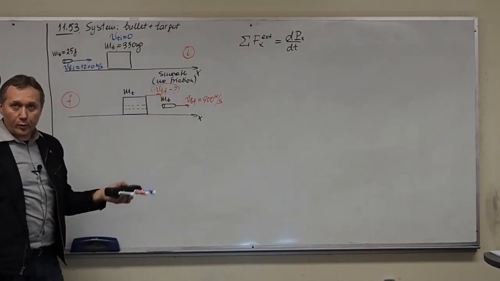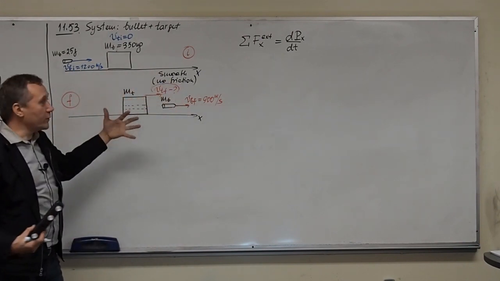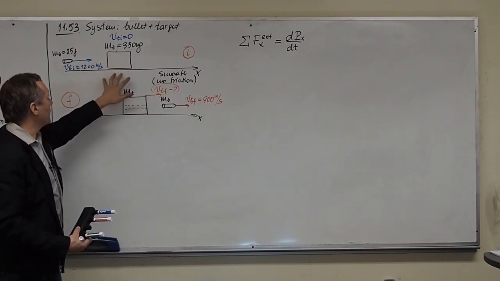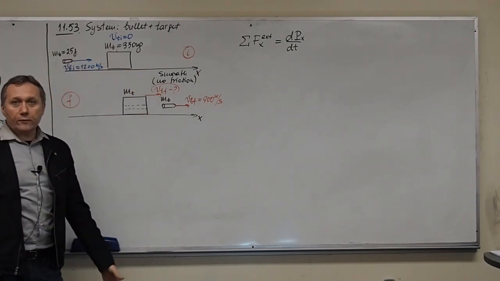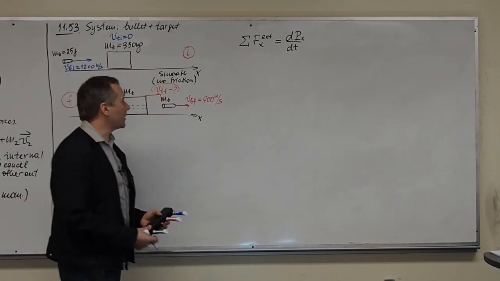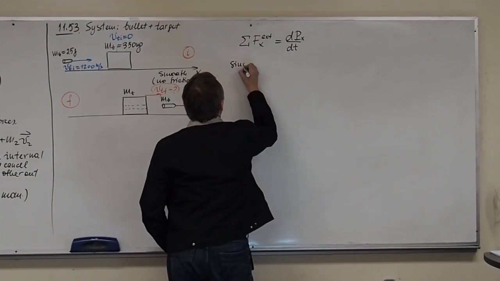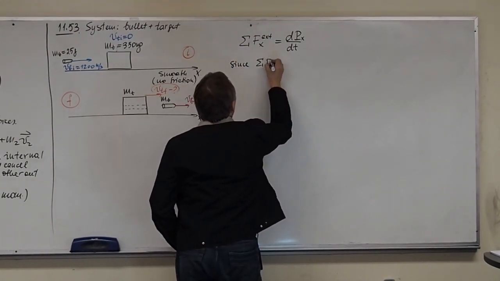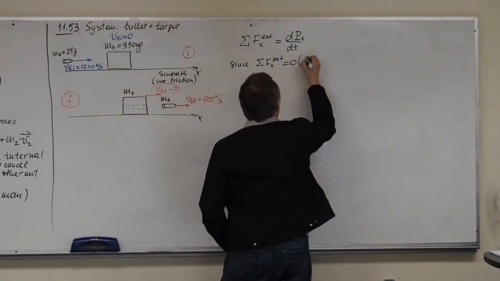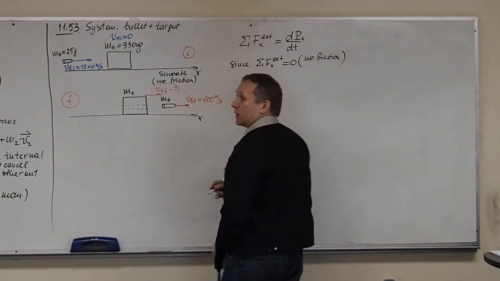Friction is possible, but we assume that the surface is smooth, an icy surface, for example, right? So there is no friction force, and so there are no other external forces in the horizontal direction. So we can write, since the net external force in the x direction equals 0, I will write no friction.